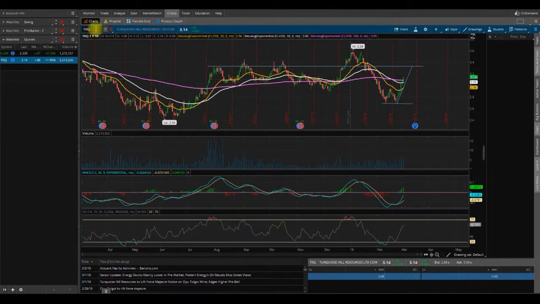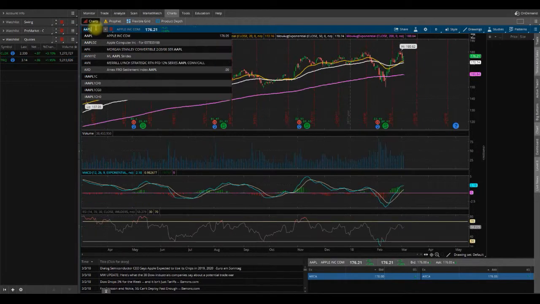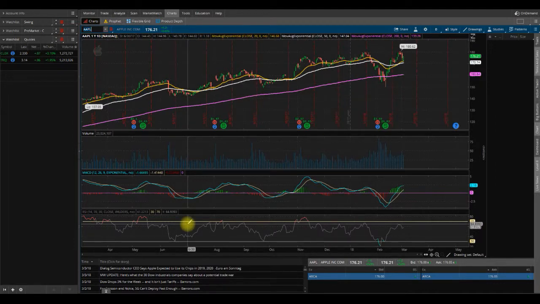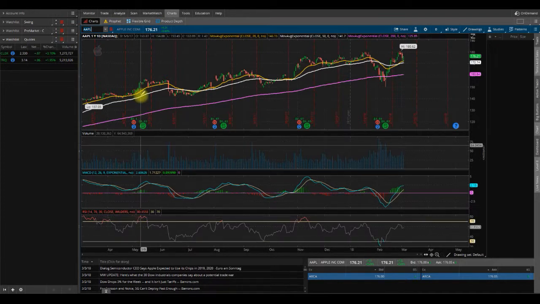Let me try to find a stock that moves more. So this is Apple. So here's the situation here. RSI is above 70, which means it's overbought, meaning watch out, it's extended, too many people have it, be careful. But if you notice, it hung around in the overbought territory for a couple of days.